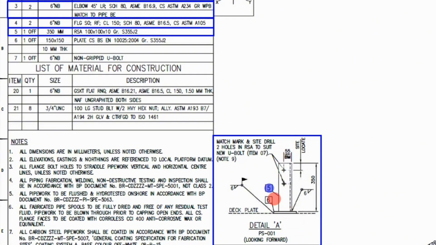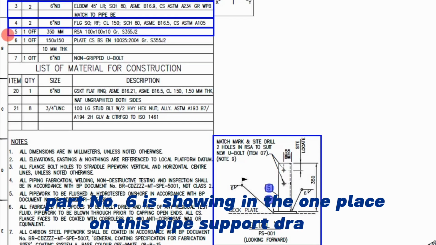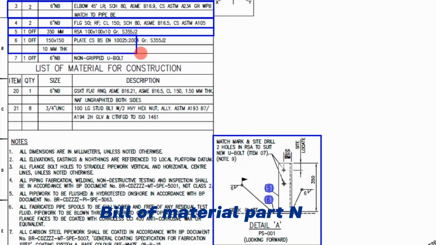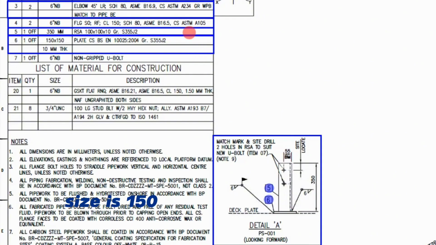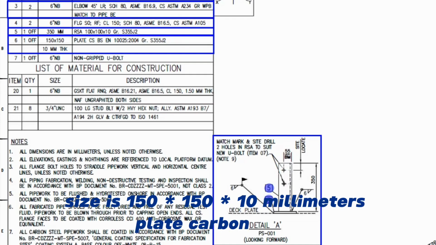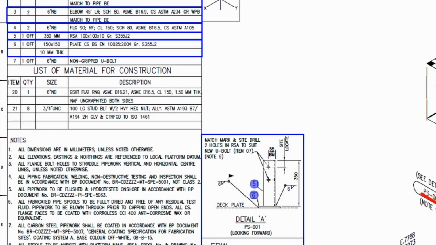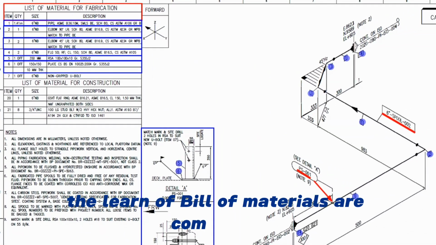Part number 6 is showing in one place on this pipe support drawing. Let's look at the material list, bill of material. Part number 6, the quantity is 1 off, size is 150 by 150 by 10 millimeters, plate, carbon steel, grade S355J2. The bill of materials reading is completed.